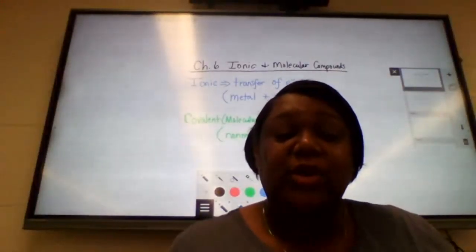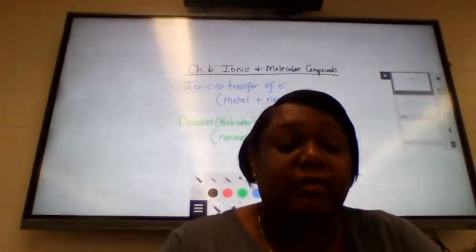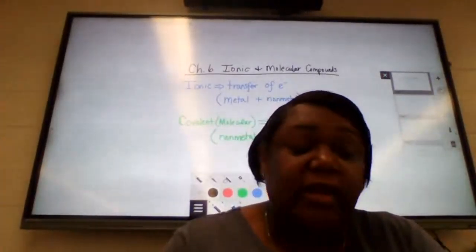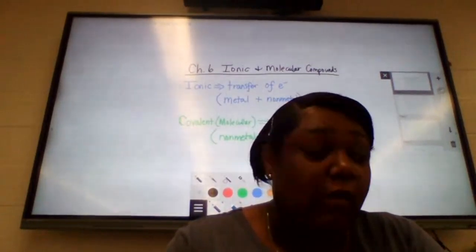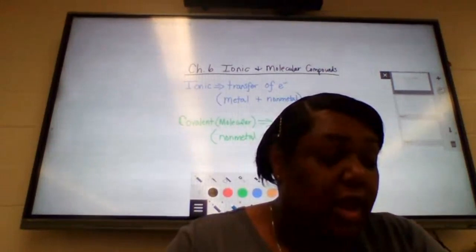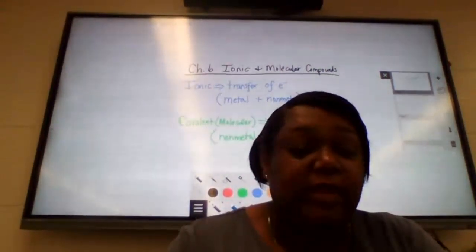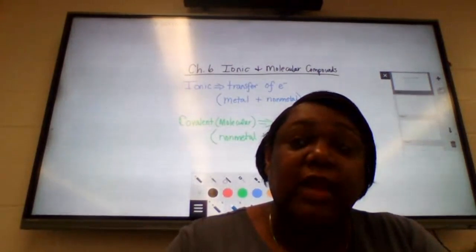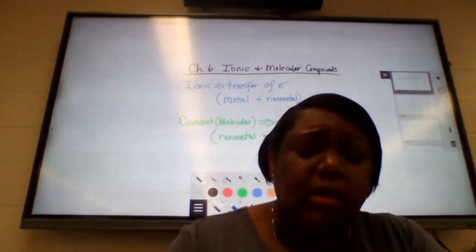Good day, everyone. Today we're going to start talking about Chapter 6 in your textbook, which is titled Ionic and Molecular Compounds. This chapter actually starts off by focusing on the career of pharmacy technician because it is very important for pharmacists as well as their technicians to understand the roles that chemical bonding play in medications.